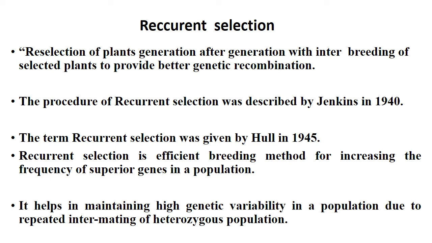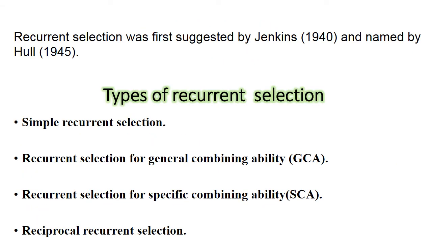This is an efficient breeding method for increasing the frequency of superior genes in a population. It helps in maintaining high genetic variability in a population due to repeated intermating of the heterozygous population. Recurrent selection was first suggested by Jenkins in 1940 and named by Hull in 1945. Types are simple recurrent selection, recurrent selection for general combining ability, specific combining ability, and reciprocal recurrent selection.